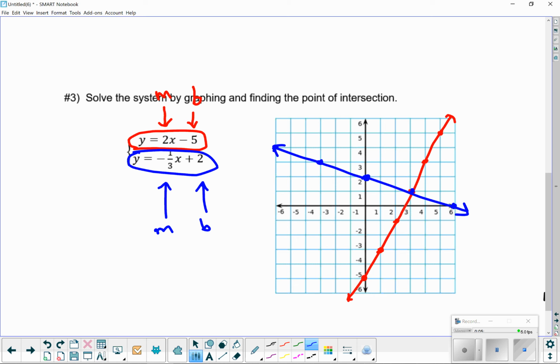Okay. So I graphed it, and you can see that there's an intersection point right here. The intersection point is x is 3 and y is 1. So you can label it like that, or you can write it as x equals 3, y equals 1. It's up to you. All right.